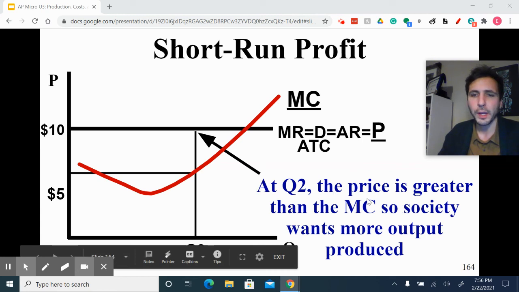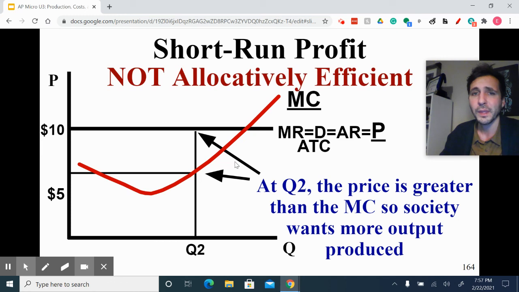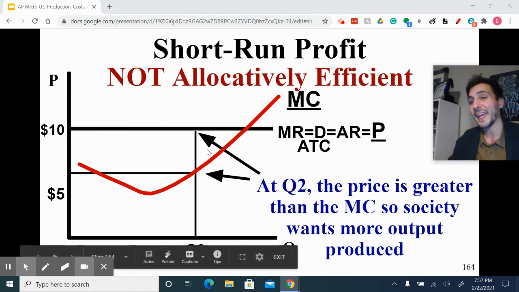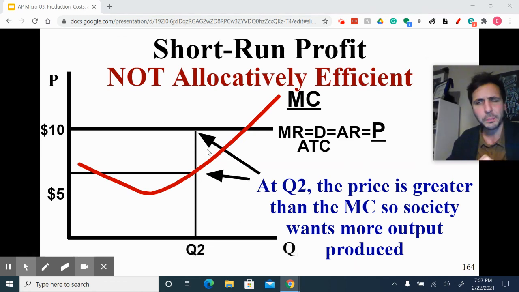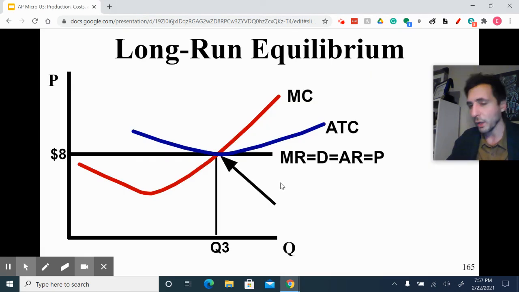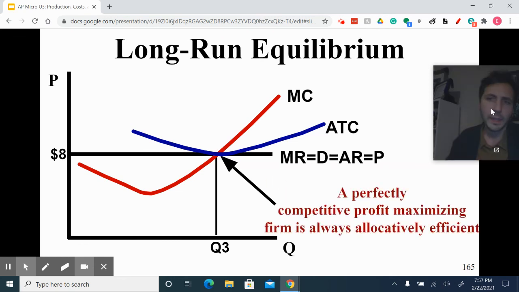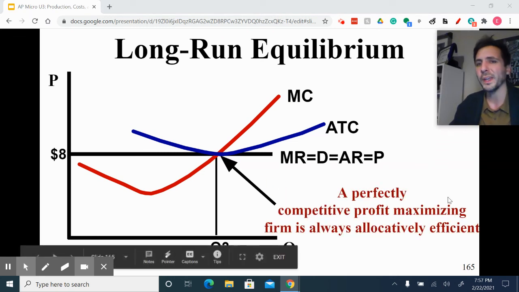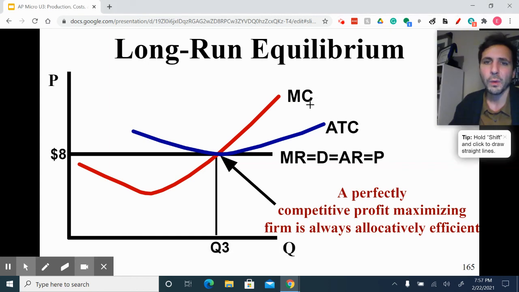Okay, if we have short run profit at Q2, the price is greater than marginal cost. So society wants to produce more. If we're not at equilibrium, if we're not producing where MR equals MC, like if we're producing at QT here, then society wants us to produce more, right? So if we are not producing at equilibrium, which we would never do, not at the profit maximizing point, then we will not be allocatively efficient. But we are in the short run. And in perfect competition, of course, we are at MR equals MC, or where sneaky supply equals demand.